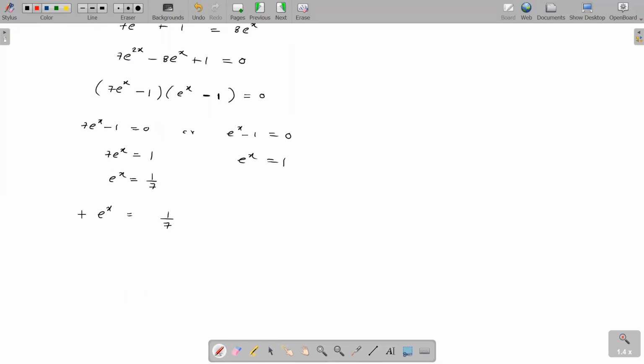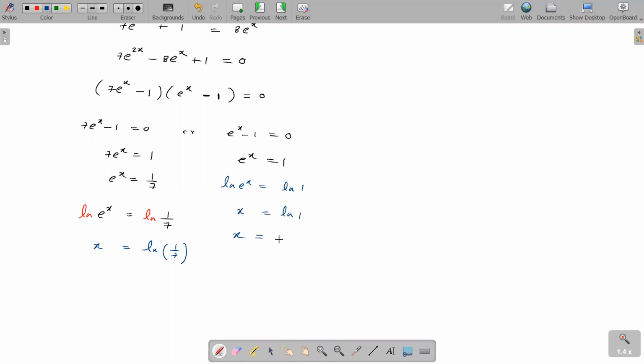the natural log of both sides. And you know what you end up getting here, right? The x comes to the front, and natural log of e is 1. And here you get natural log of 1 over 7. Here you get e to the x equals 1, so you apply the natural log to both sides. So you get x times ln e, and here you get natural log of 1.